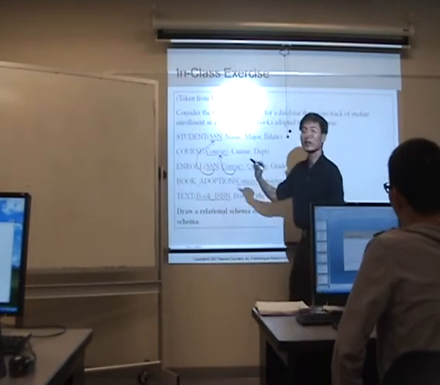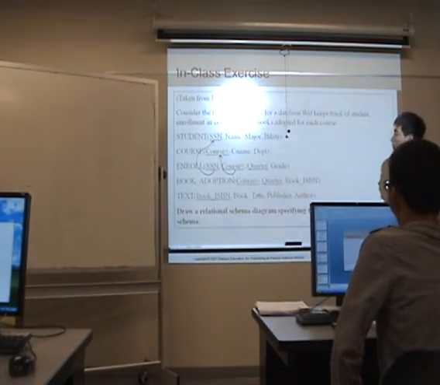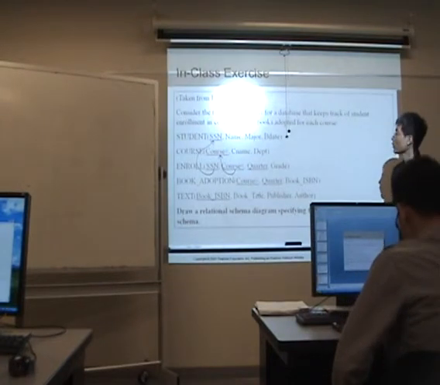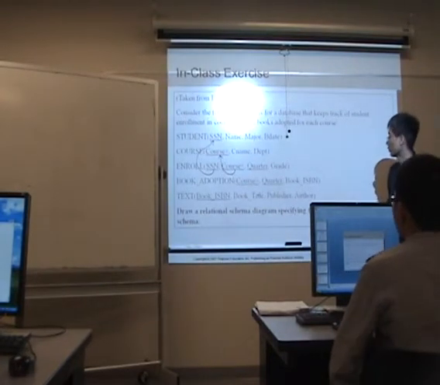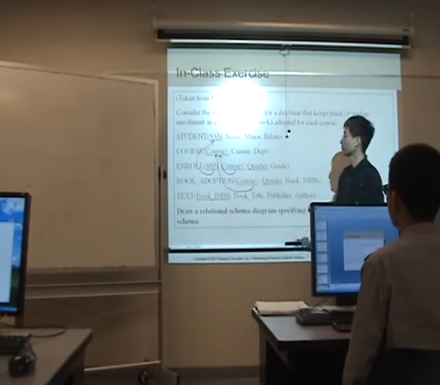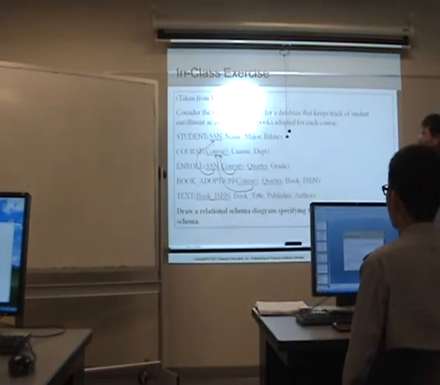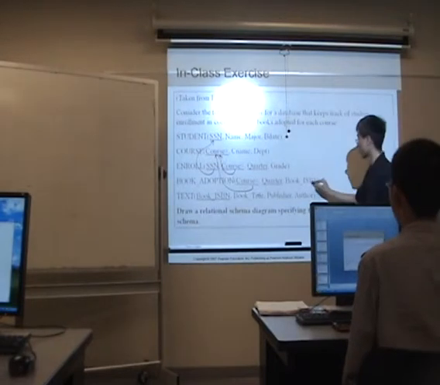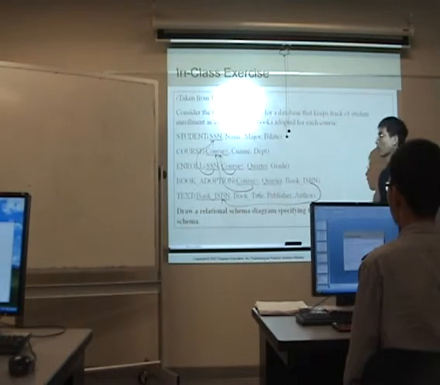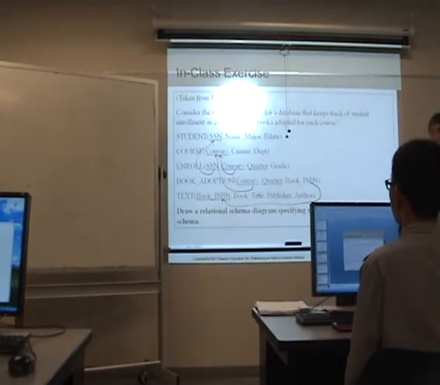That should be the course number in course. What else? Course number in book. Course number in book, yes. What else? Book ISBN. In book adoption, it should be the book underbar ISBN in text.